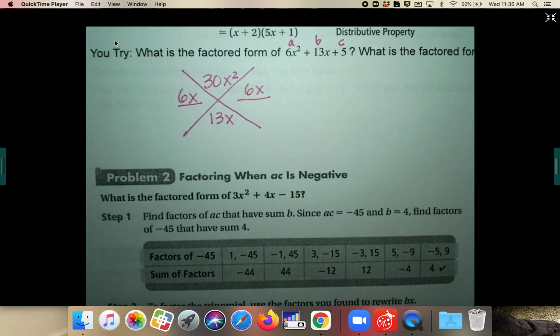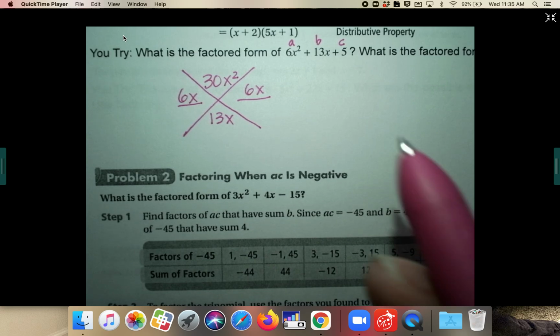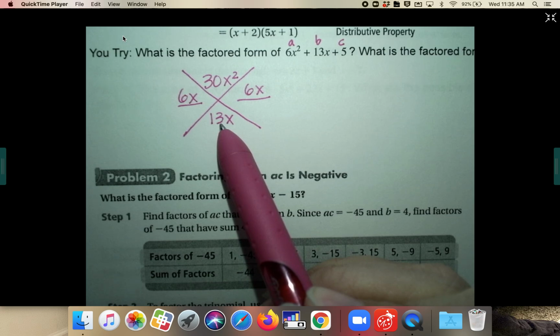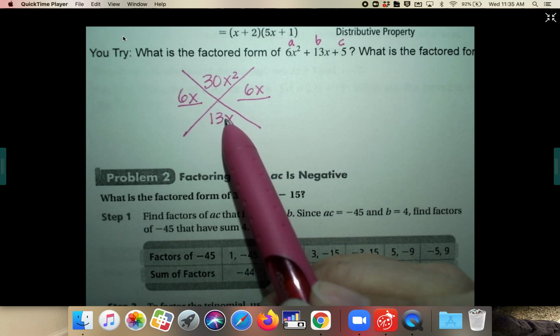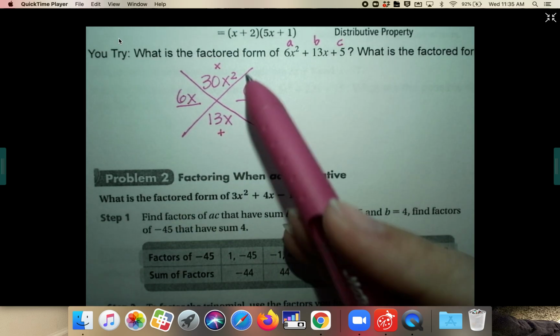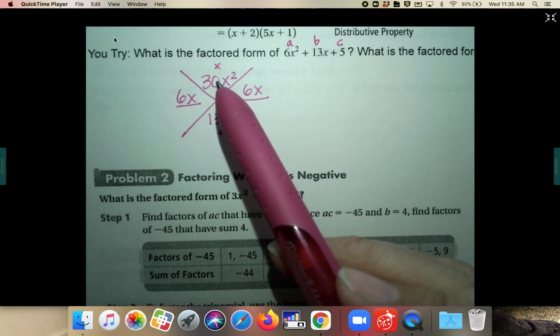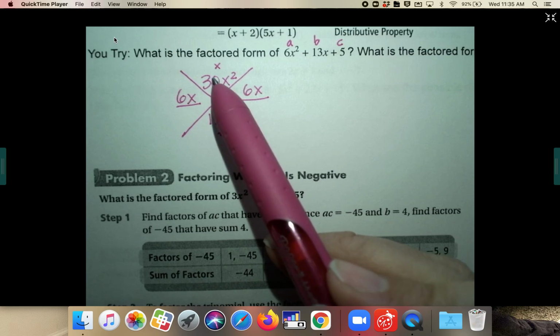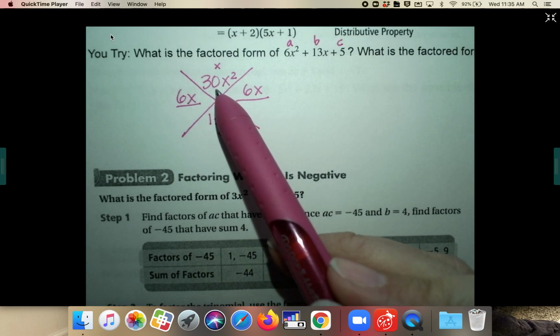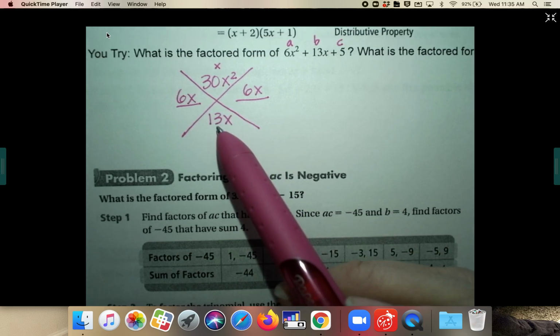All right, now what can we multiply to get 30 and add to get 13? So I'm thinking 6 and 5. 6 times 5 is 30. Is 6 plus 5 13? No, it's 11. So not 6 and 5. 3 and 10. 3 times 10 is 30. 3 plus 10 is 13. There it is, 3 and 10.